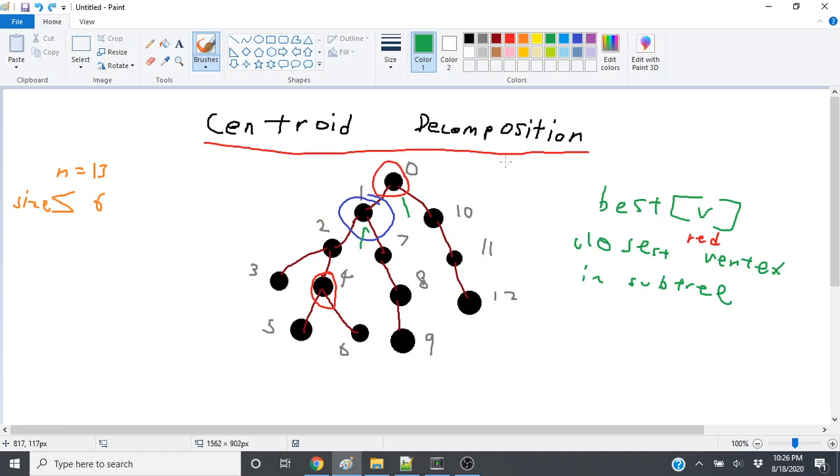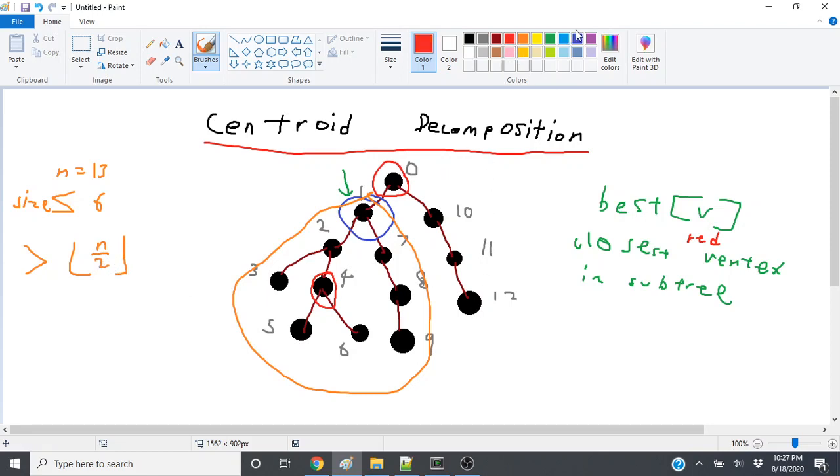But what we can show is that in this process, the size of the subtree that's essentially above this vertex is never going to exceed 6, or it's never going to exceed floor n over 2. Because if it does, then, well, we moved to this vertex because this subtree has size greater than floor n over 2.